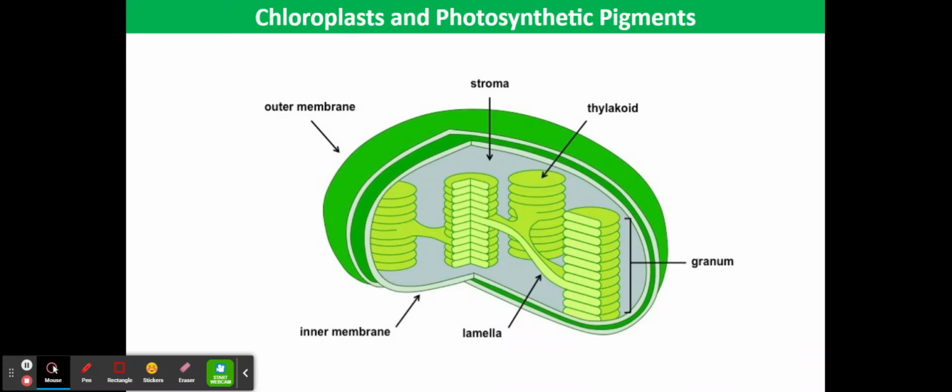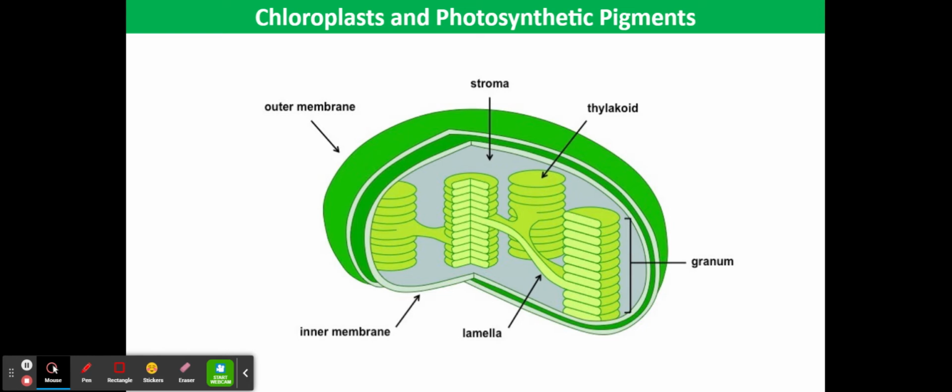This video tutorial is all about chloroplasts and photosynthetic pigments. Hopefully you're already aware that chloroplasts are the organelles within plant cells where photosynthesis takes place. Algae have chloroplasts, but photosynthetic bacteria do not.